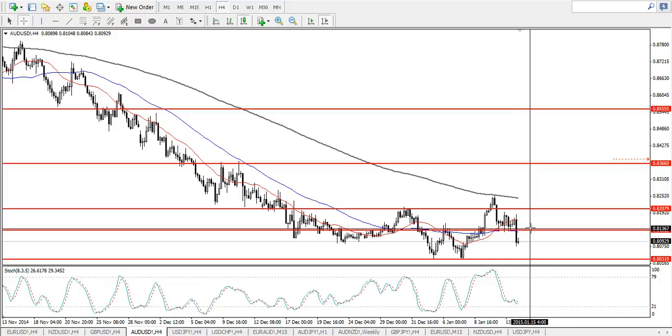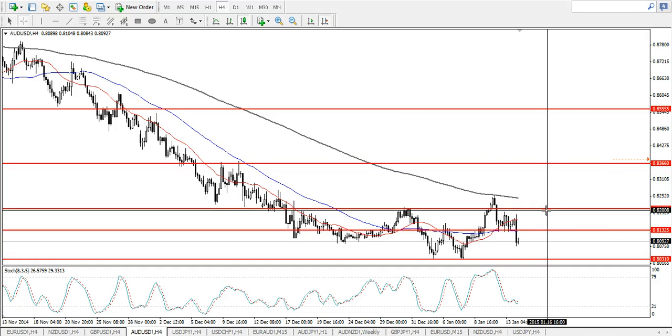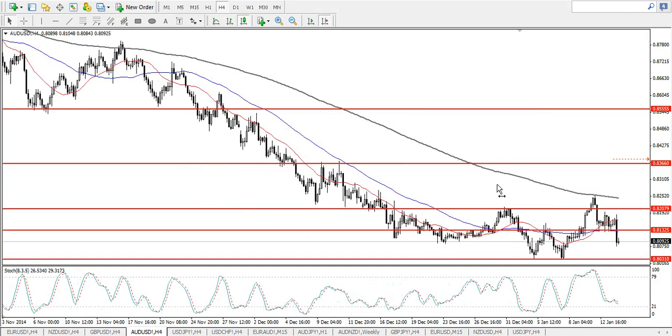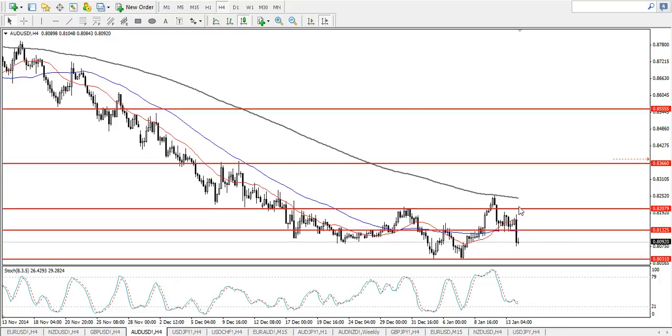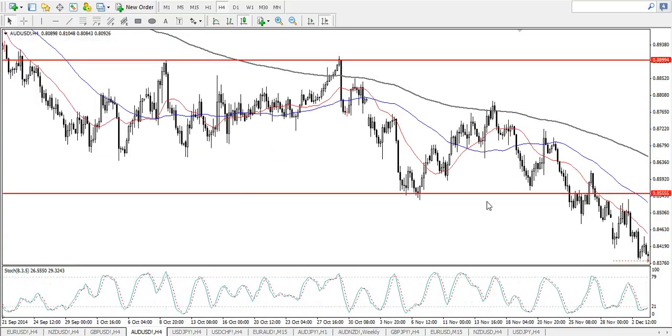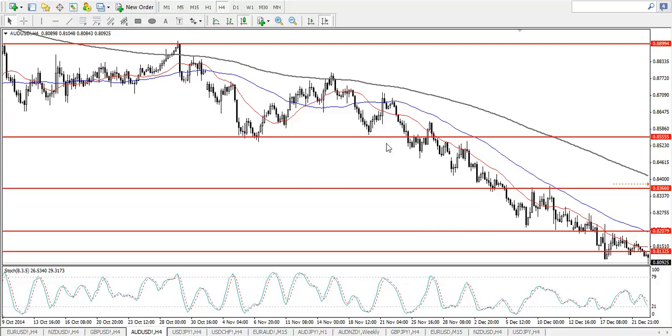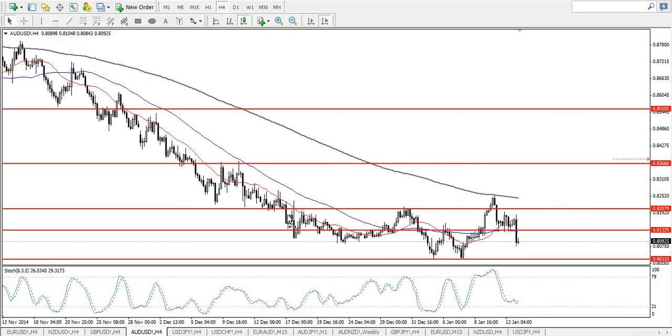However, if it reverses, first resistance level, we are looking at 0.8207 over here. And of course, the 200 moving average, which has been proven to be a pretty strong resistance level based on past record.